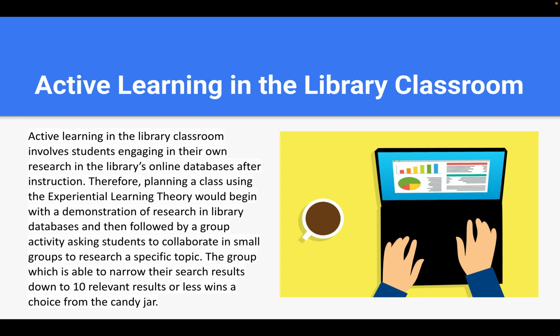So what does active learning look like in the library classroom? Active learning in the library classroom involves students engaging in their own research in the library's online databases after instruction. Therefore, planning a class using the experiential learning theory would begin with a demonstration of research in library databases, and then followed up by a group activity asking students to collaborate in small groups to research a specific topic.